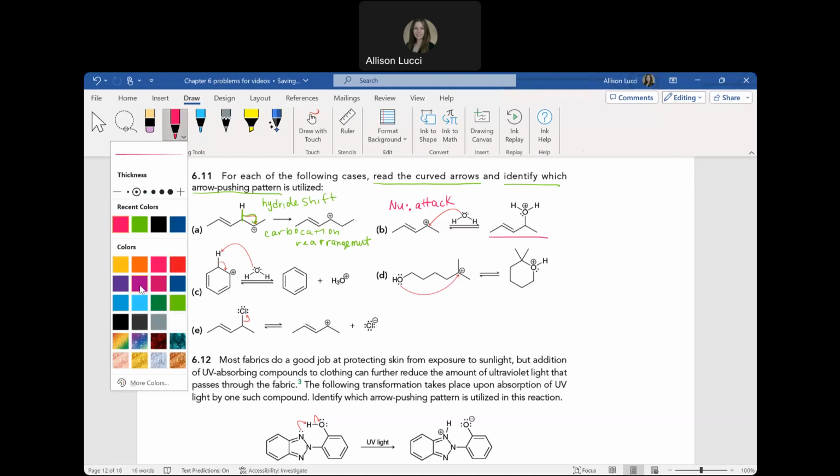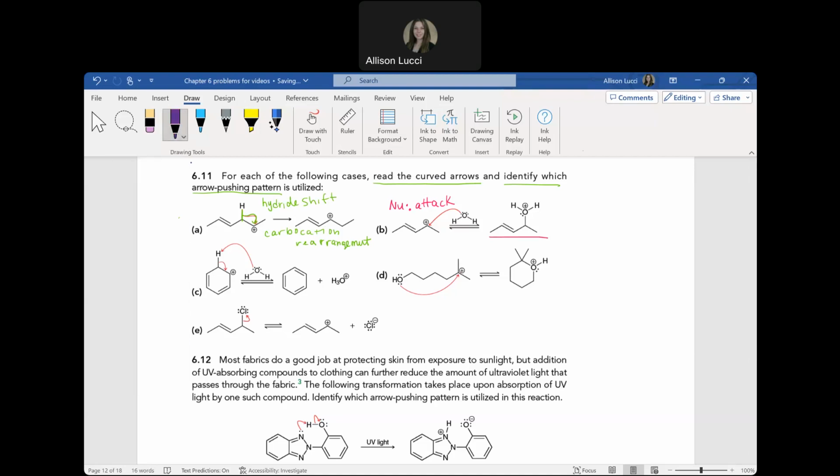The next example, C, is an example of proton transfer. We can identify it as proton transfer, and the way you can identify that is that there are two arrows drawn. That's usually an indicator that it's not just a nucleophilic attack or loss of leaving group, or even a rearrangement. They all usually have one arrow shown. And if we have two, it's usually a proton transfer.